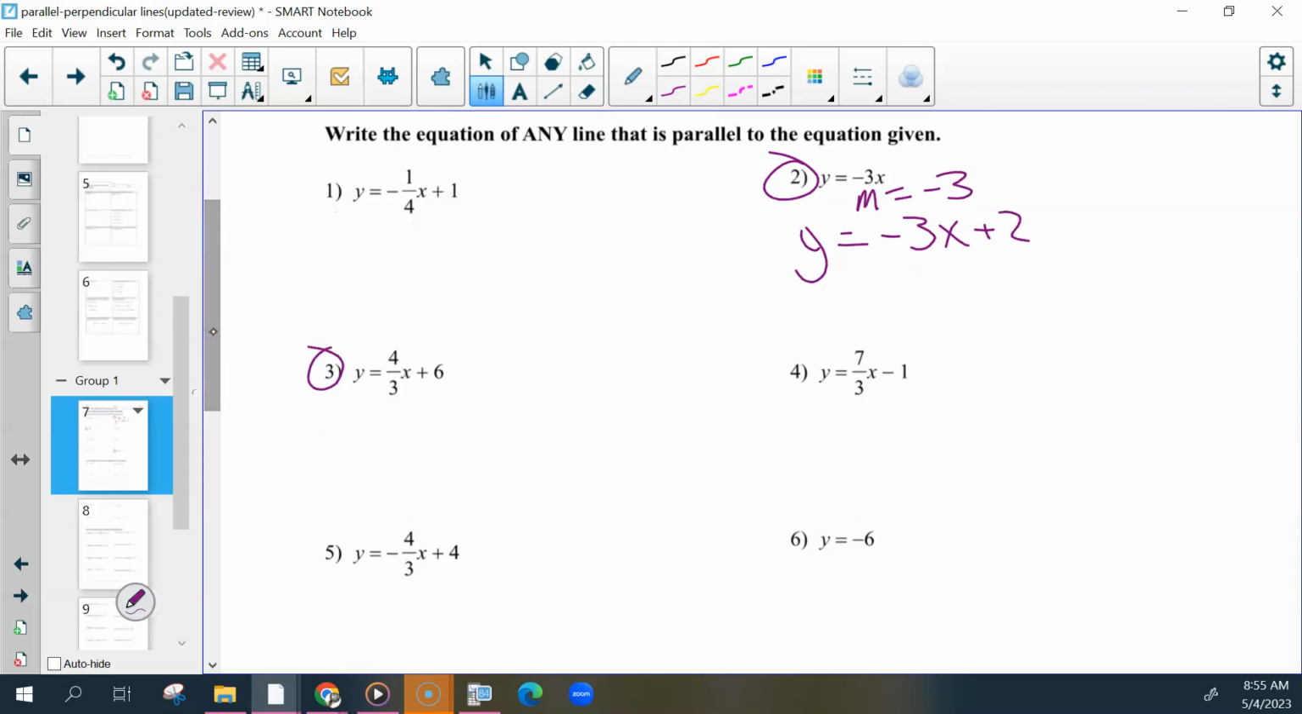Three, what would the slope that's parallel to this be? 4/3. So then we're going to use this slope and a different y-intercept to write the equation. So y equals 4/3x. Give me a y-intercept. Sure. +4. Questions on those two so far?